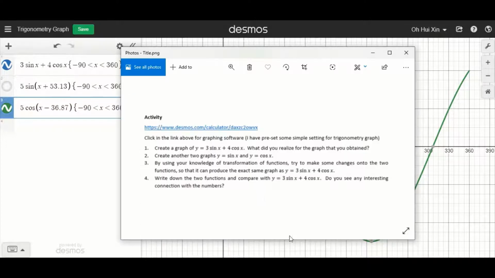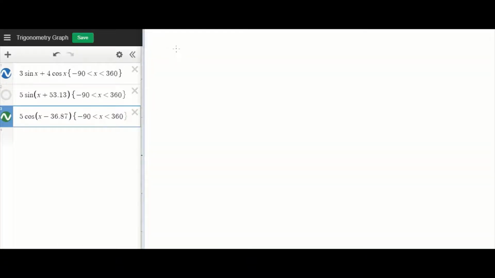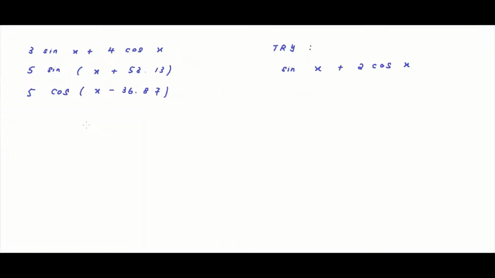Okay, so let us try to see. So the fourth one, writing down the two function and compare with y equals to 3 sine x and 4 cos x. Do you see any interesting connection with the numbers? Okay, so now let us try to write down the function so we can try to find out is there any interesting facts about that. Okay, let's just write down the three things that we have gotten here. Okay, so this is the three function that we have got just now.